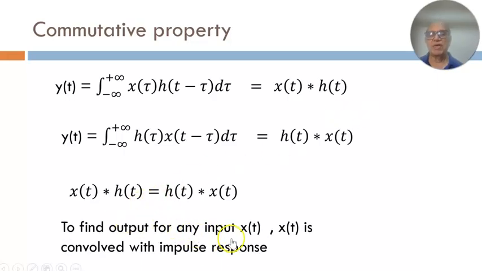So to find the output for any input, x(t) is convolved with the impulse response. Whether you do this or you do this depends on whichever is easier to calculate. And that's all as far as this session is concerned.